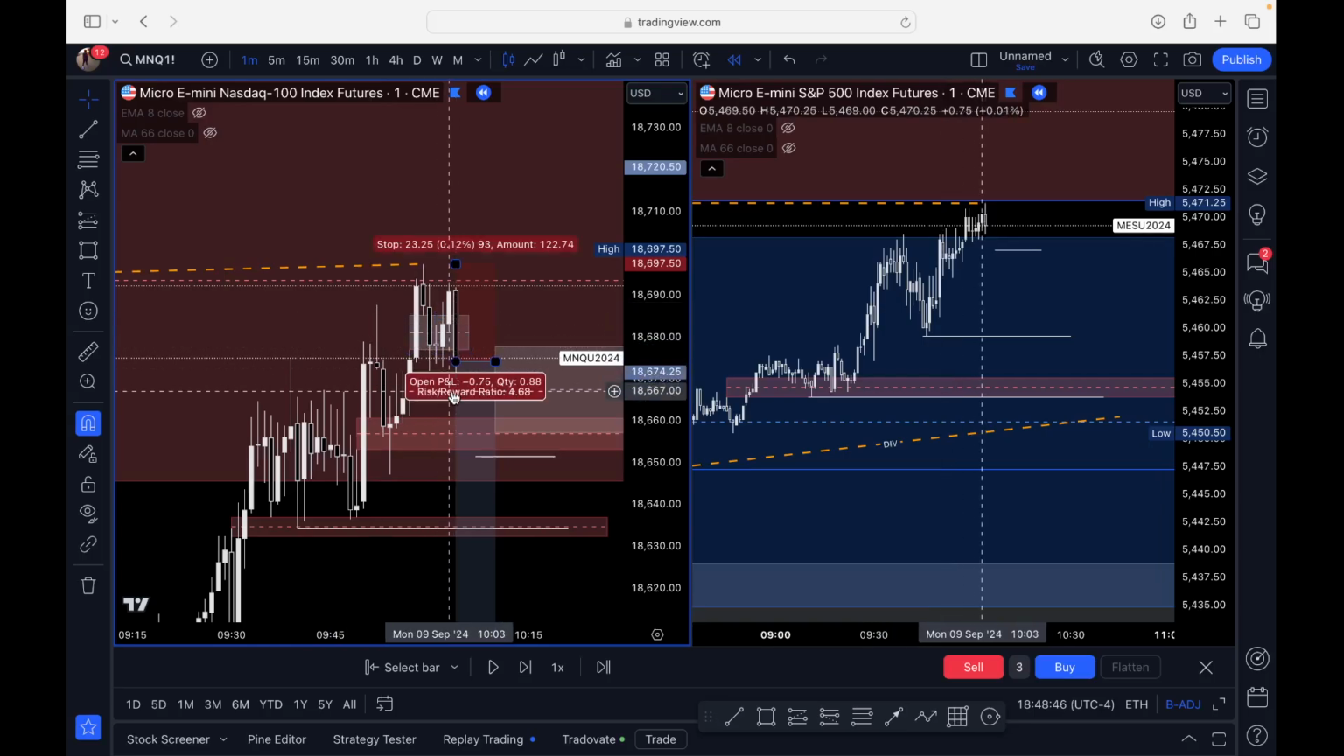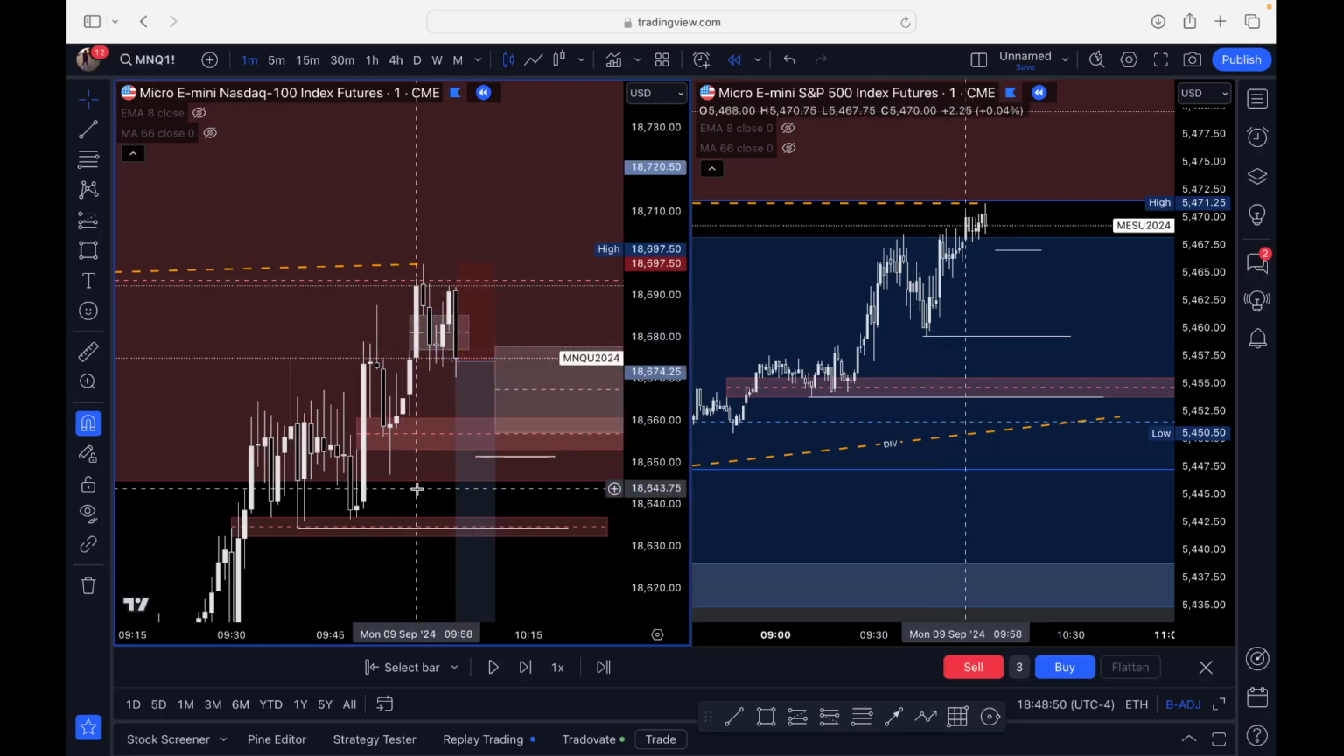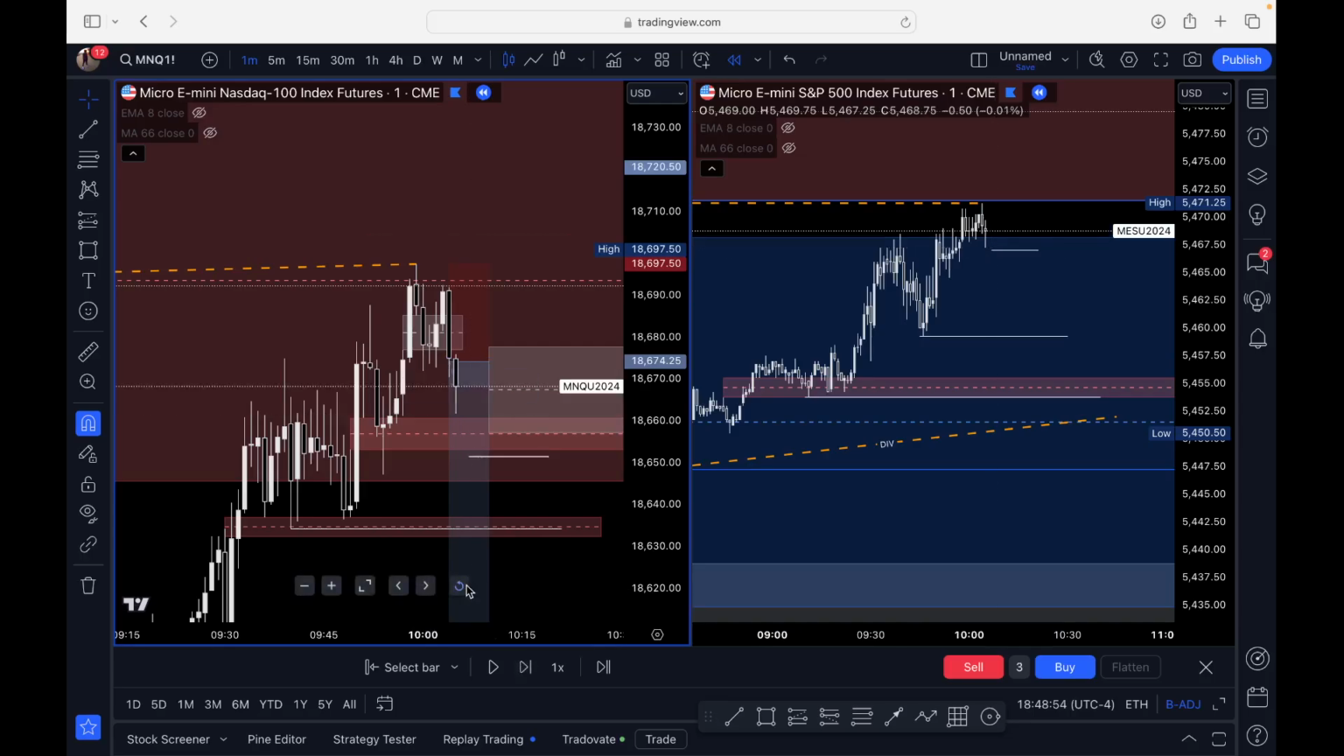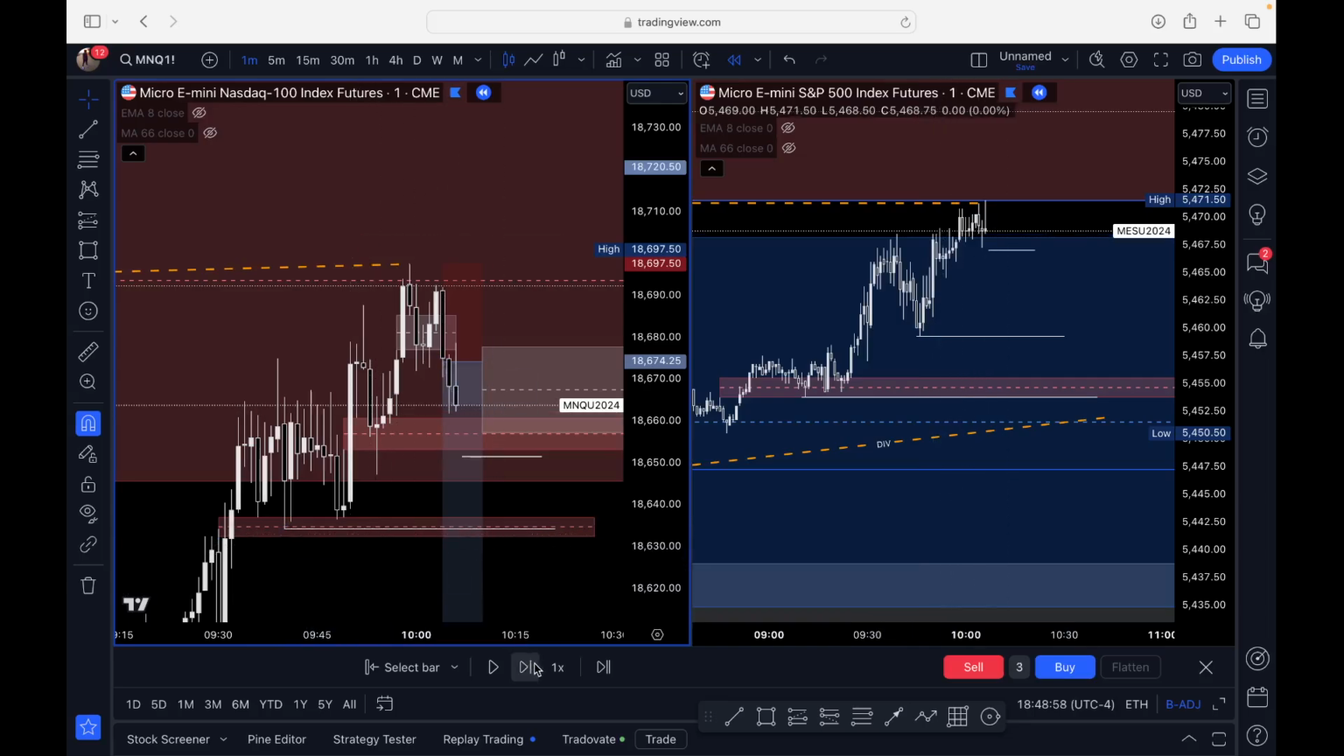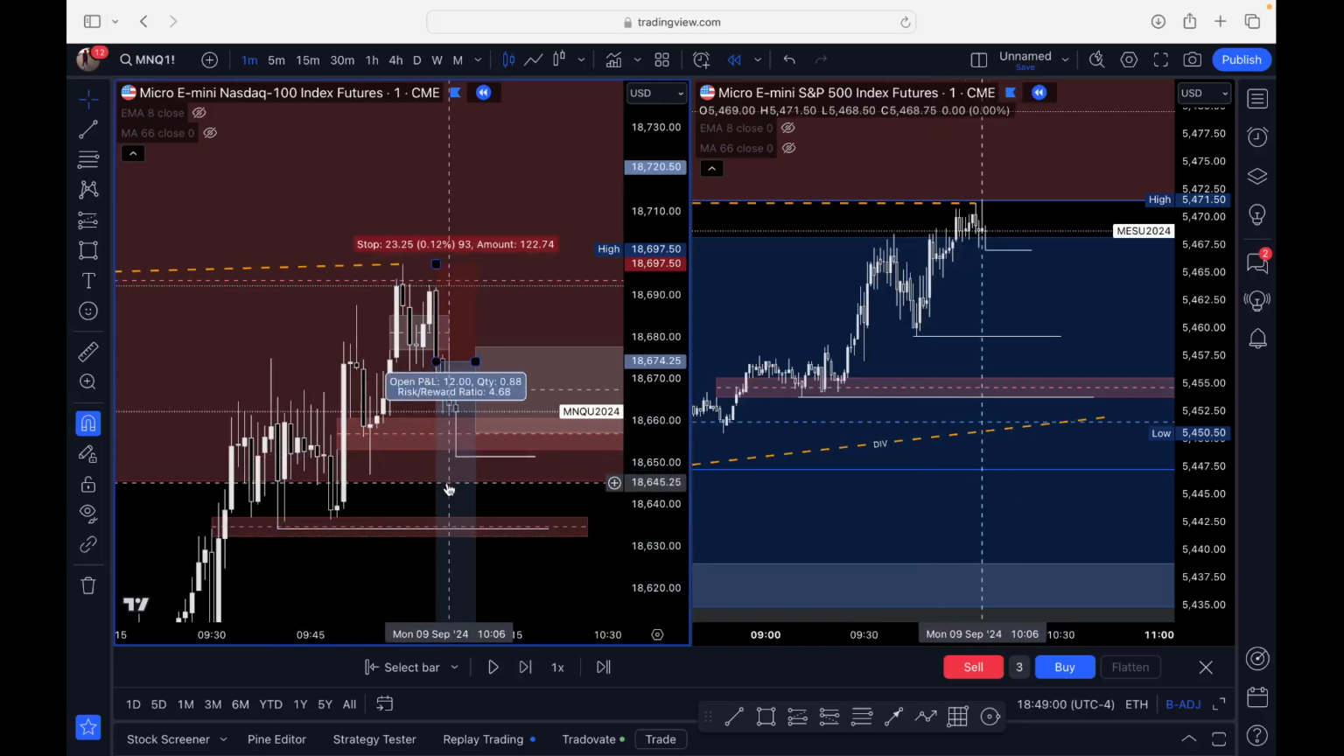So then, I just waited for price to break the imbalance to the downside. Was looking to go short. Once that happened, we got a little bit of profit. I was wary here, but I accepted the risk that came with this trade. It was an A+ setup. Let's go, bro. It was an A+ setup.